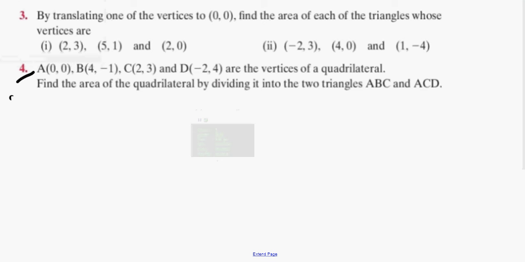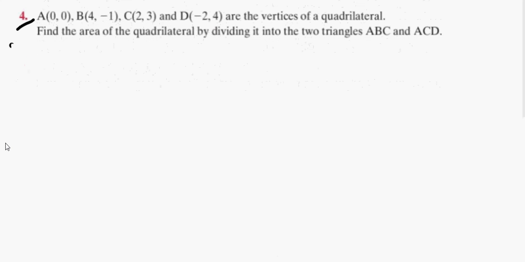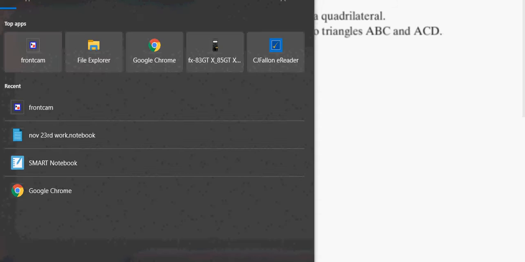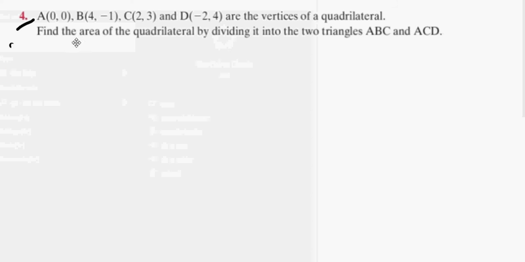Alrighty. Question 4. We have the vertices of a quadrilateral, okay? Now, if it was a parallelogram, you could get one triangle and double it. You get what I'm saying? So, an example would be with the GeoGebra here. If I drew a parallelogram, you can get the area of a parallelogram quite easily, okay?